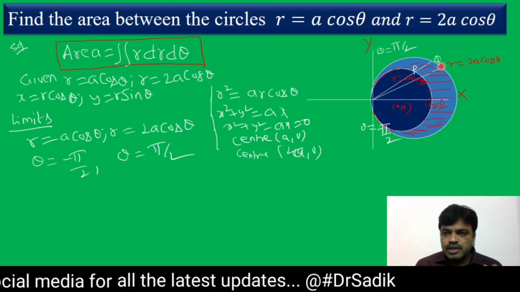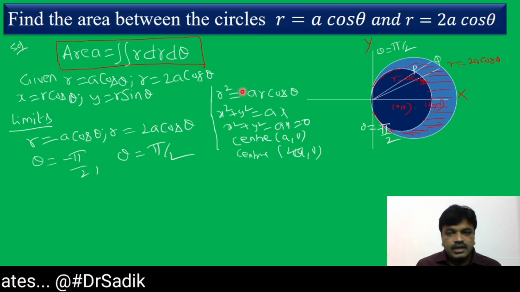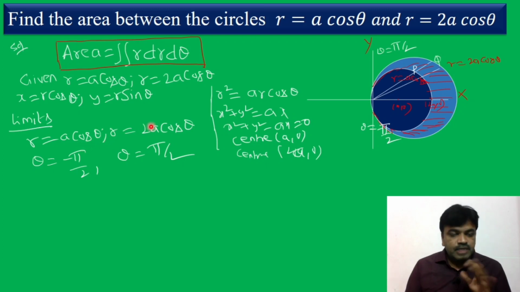So take the point p comma q. The lower limit is r equal to a cos theta and the upper limit is r equal to 2a cos theta. So we get the lower and upper limits of r. And what about theta? You turn the wedge from the negative side, so theta goes from minus pi by 2 up to pi by 2. These are the limits.